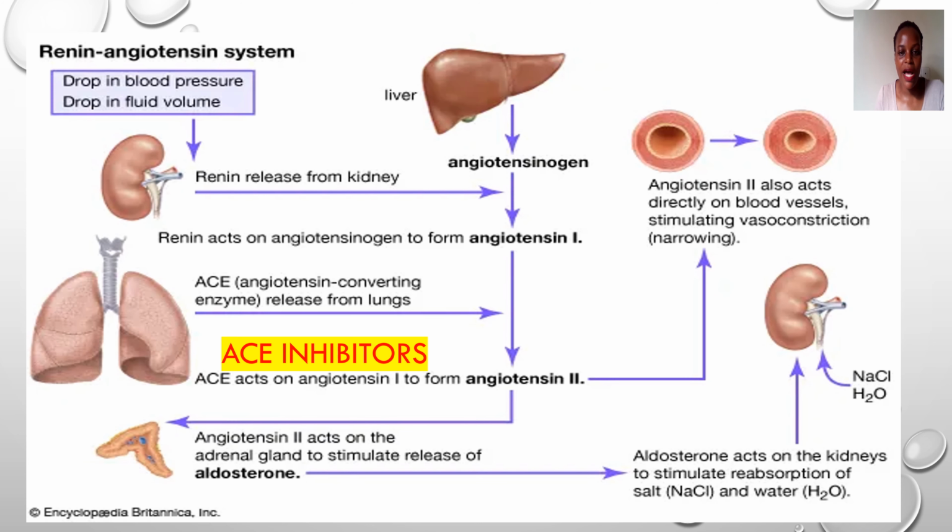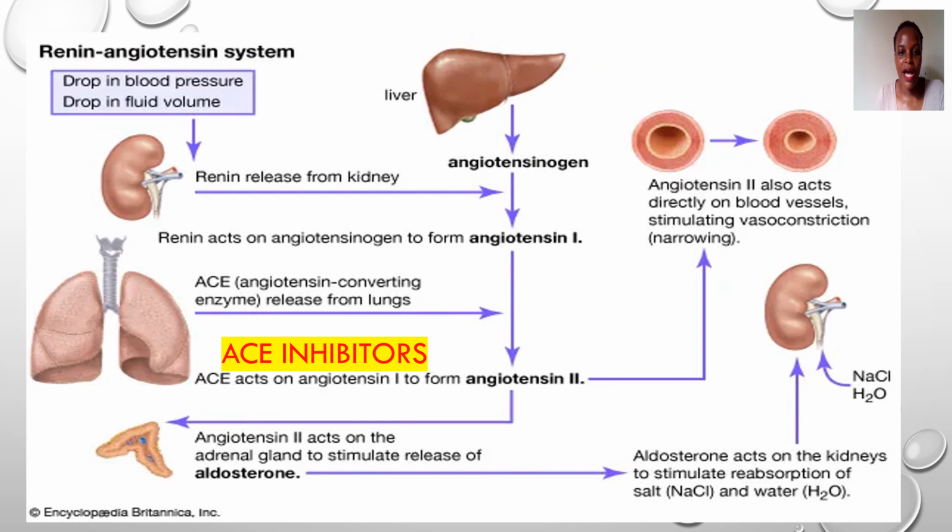For angiotensin 1 to be converted to angiotensin 2, the lungs will have to produce angiotensin converting enzyme to change angiotensin 1 to angiotensin 2. And then from angiotensin 2, which is a vasoconstrictor, this is when we'll start seeing effects.